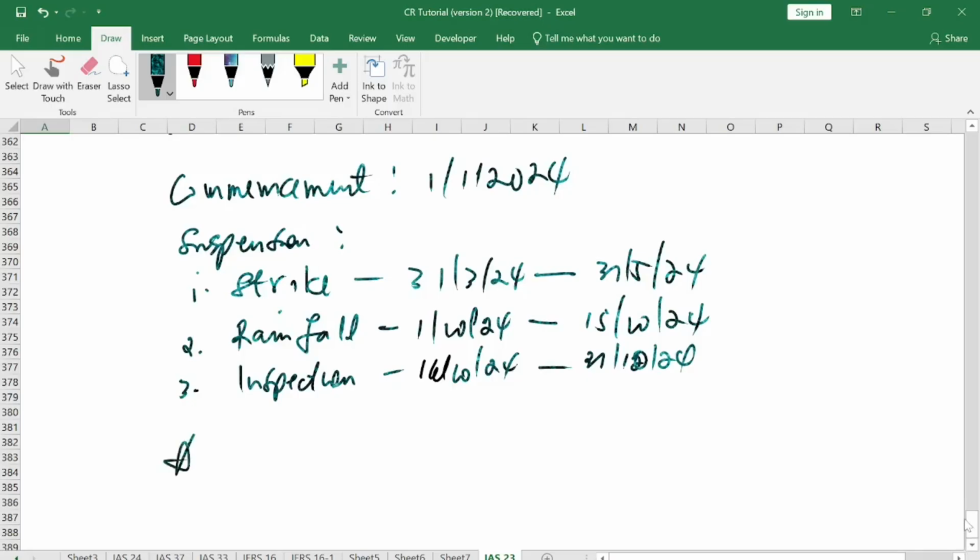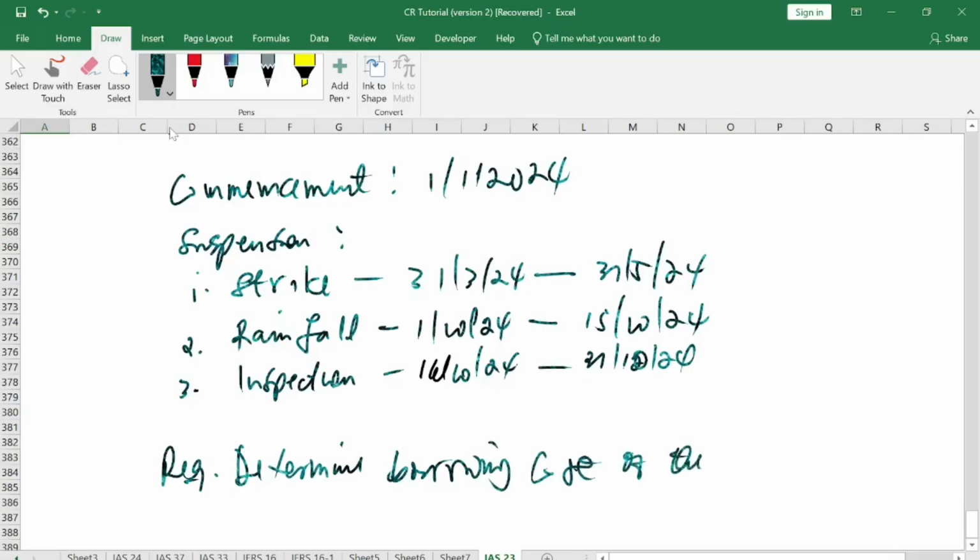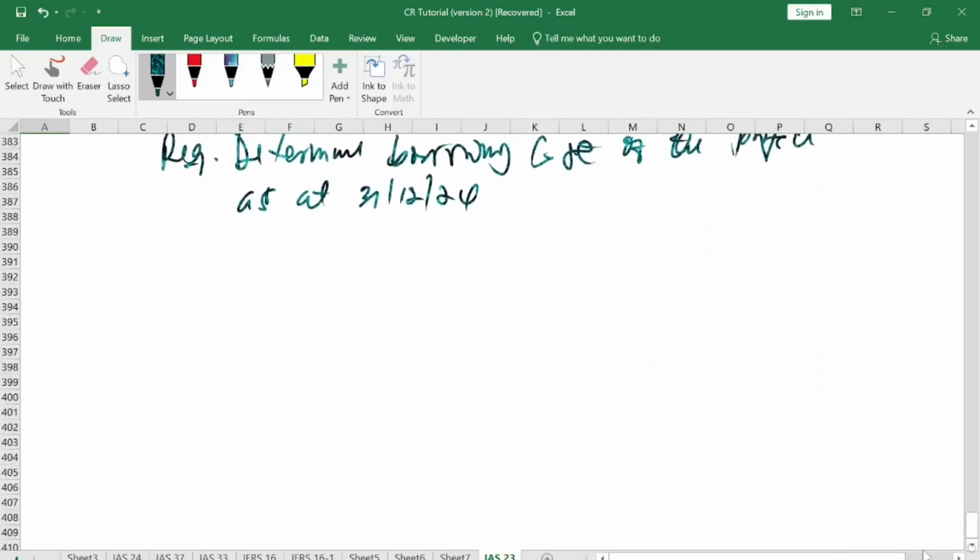Now the accounting year requires us to determine what? Borrowing cost of the project as at 31st December 2024. Okay, so this is what you have. So what do you do? So you will have it here.